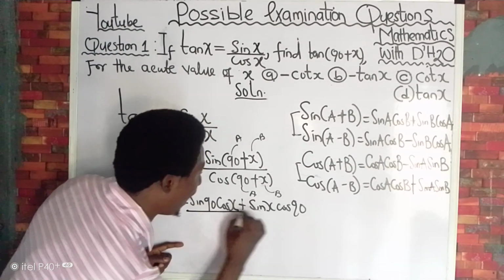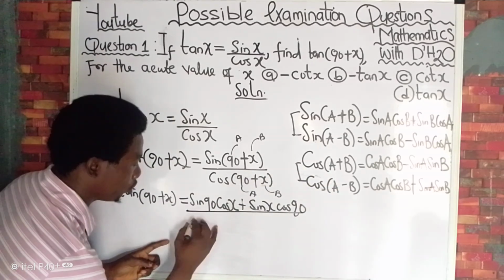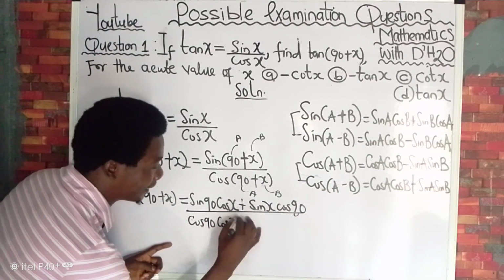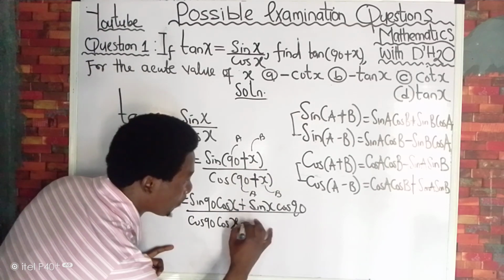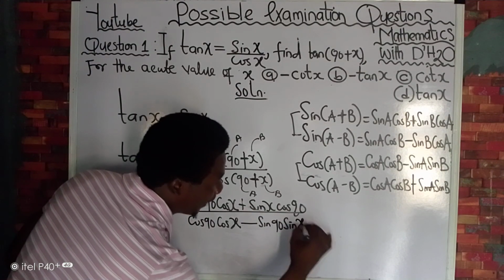So all over, watch this. In this place, we apply the same law here. So you have cos 90 cos x, where you have plus, it becomes minus sine 90 sine x.